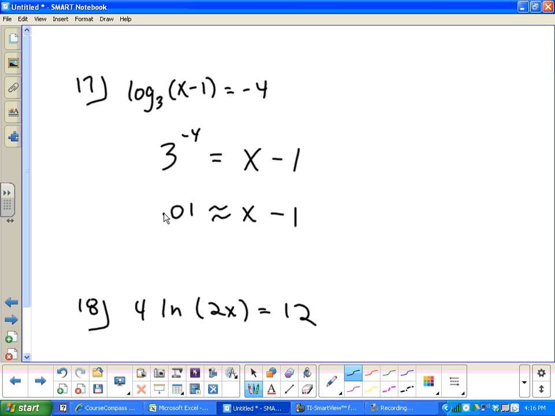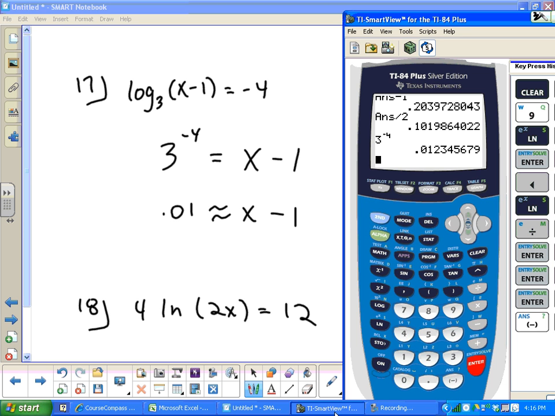Now, I'm going to add 1 to both sides. And again, I'm going to add 1 to what's in my calculator. So it's like really accurate here. So it's about 1.01.